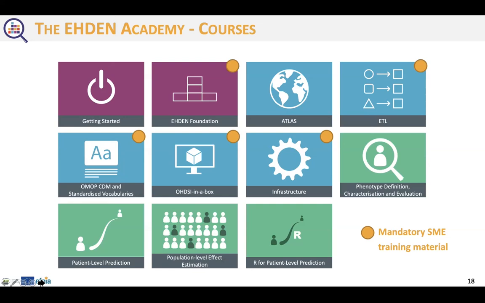There is the infrastructural element. How do you install the different tools? That is covered, from a training perspective, in the infrastructure and the OHDSI in a Box training curriculum. And of course, the technical aspects and the best practices related to performing that transformation from a source data model into the common data model, which is covered in the ETL training documents.